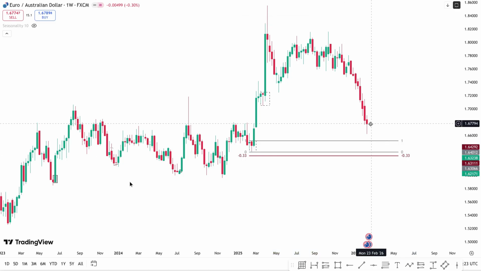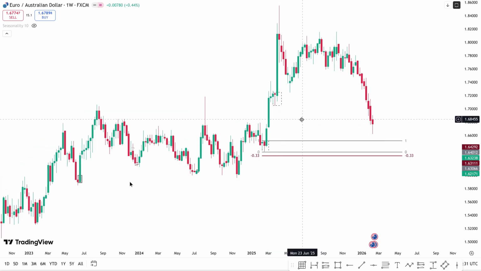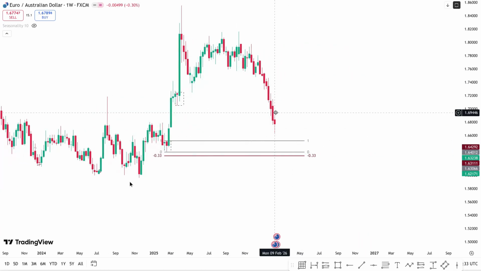But since the market has not gotten into our demand zone yet, we'll be looking to still short the market to the downside. From the monthly time frame, we notice that the market is pushing aggressively to the downside. From the weekly time frame, as you can see, the market is still pushing aggressively to the downside.